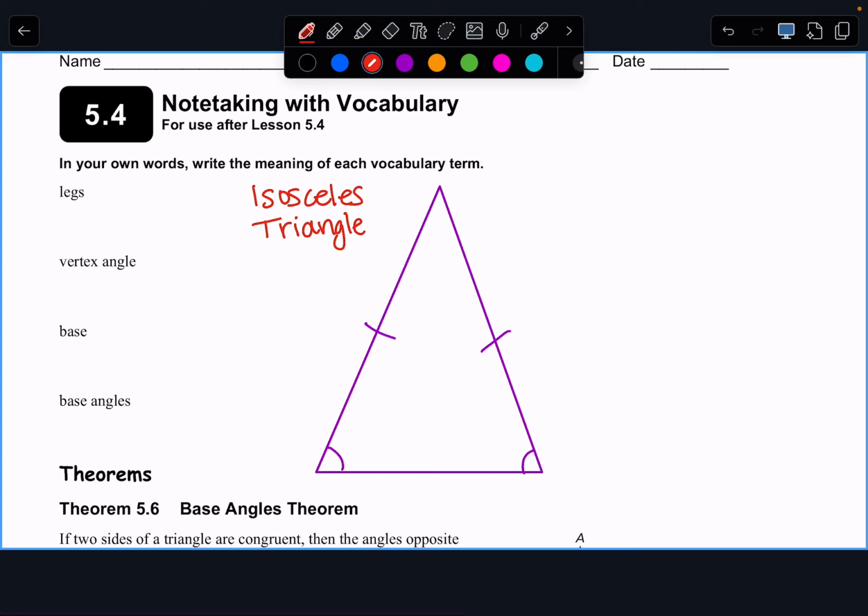Okay, which ones are the legs, Alex? I think the legs are the two congruent sides. I think you are right. So like you said, an isosceles triangle has two legs. Like you said, the isosceles triangle's legs are the same length.